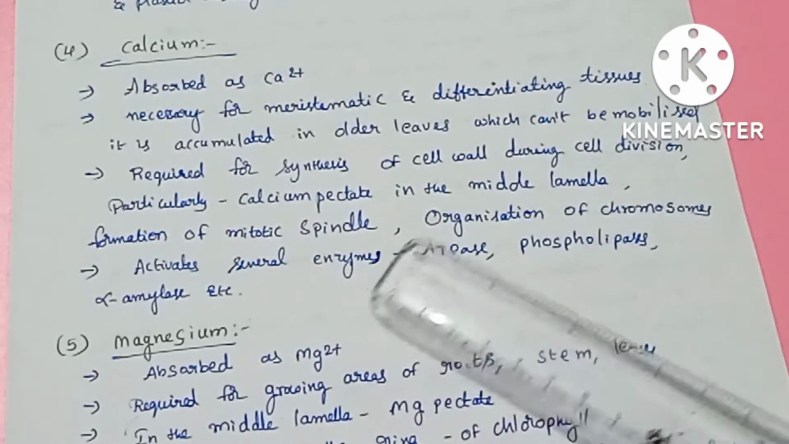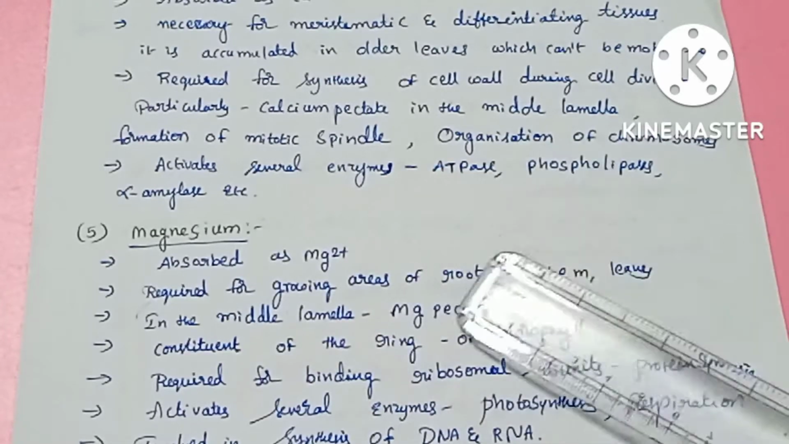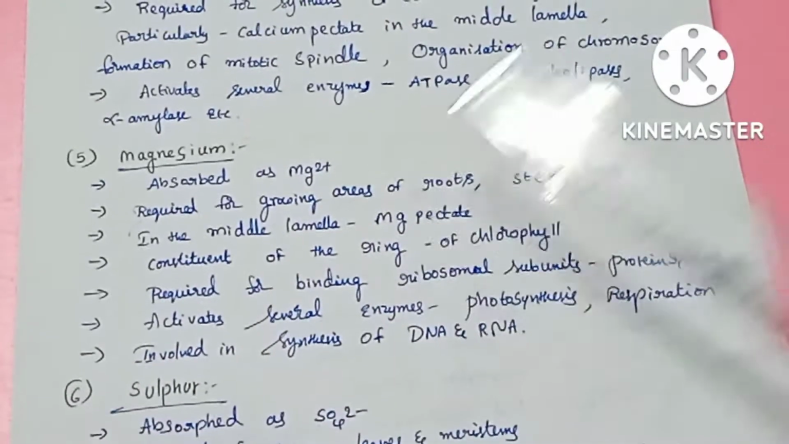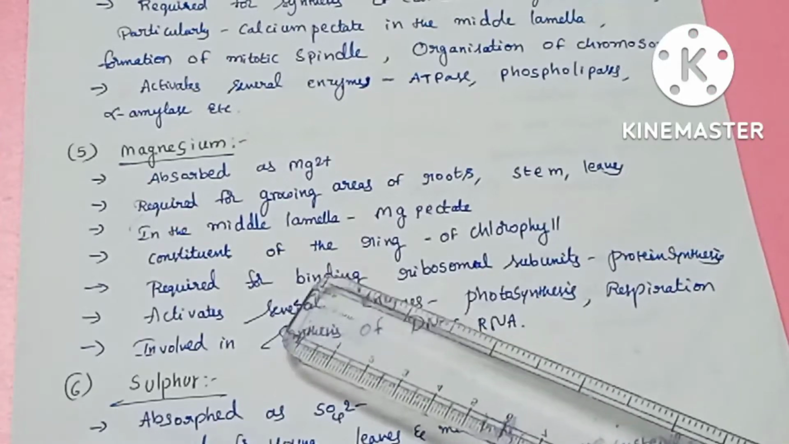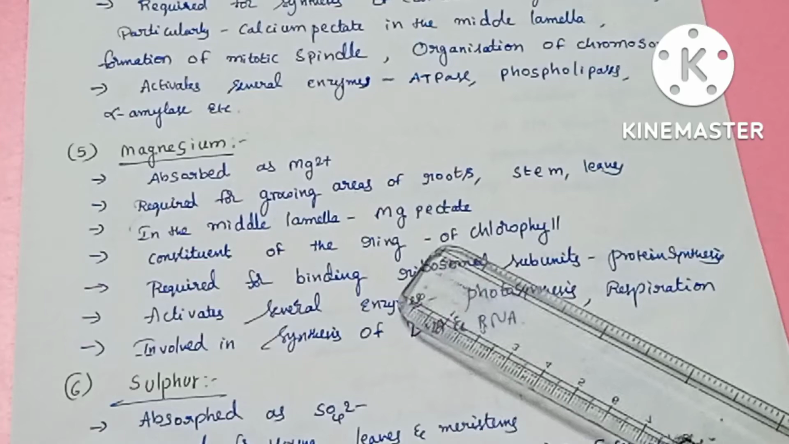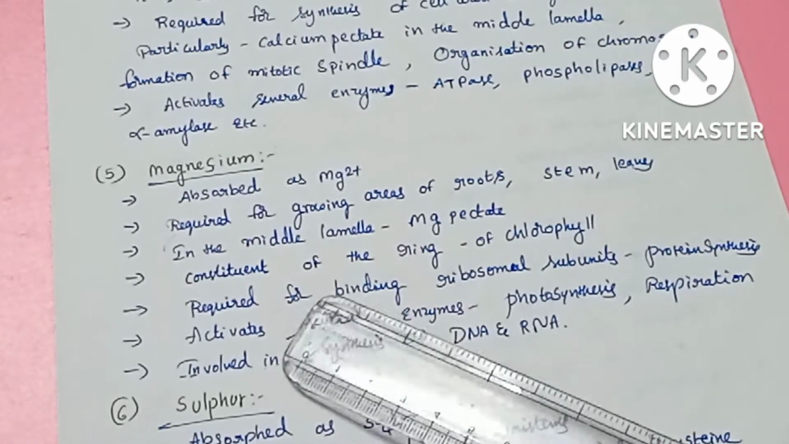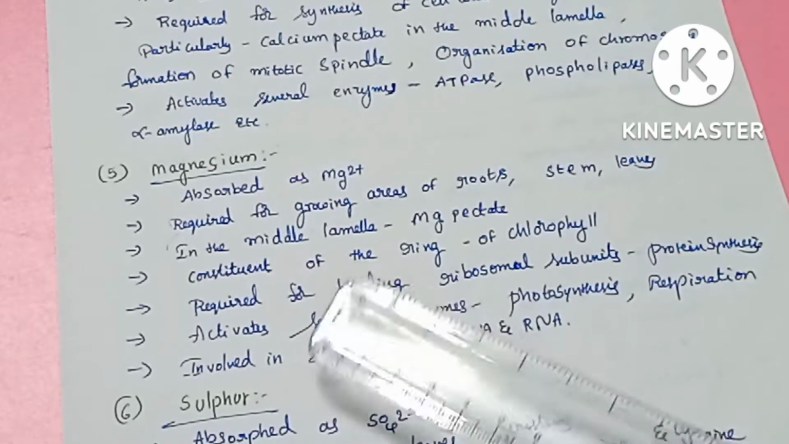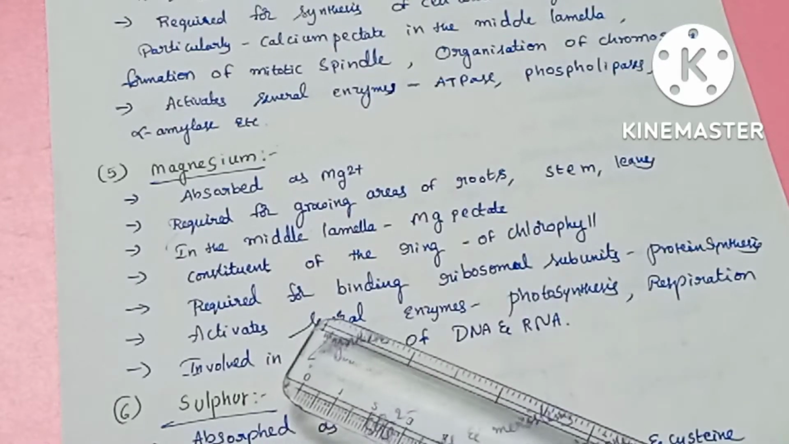And not only that, it will activate several enzymes like ATPase, alpha amylase, phospholipase enzymes. And the next one is magnesium. Magnesium is absorbed in the form of magnesium ions, and it is required for the growing areas of the roots, stems and leaves. It is required for the growing regions. And for the middle lamella, like calcium pectate, we also need magnesium pectate. For that magnesium pectate, magnesium is an important requirement.